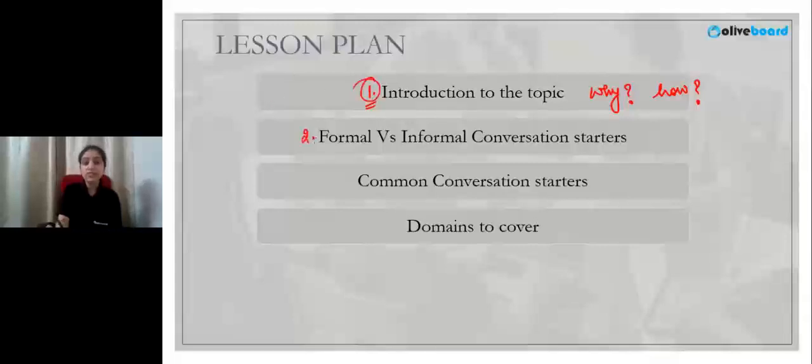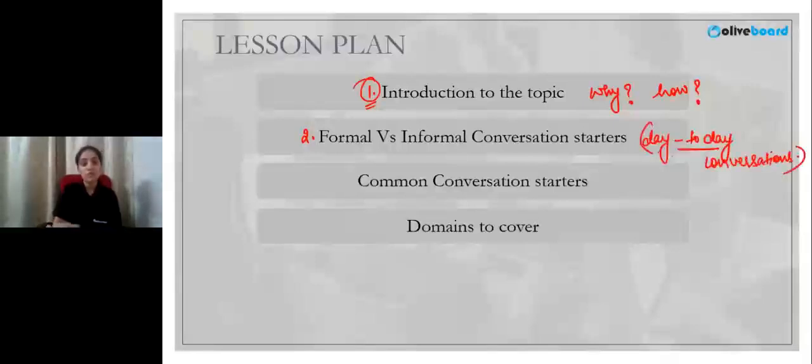Moving on, the second point says formal versus informal conversation starters. So here I am going to give you examples of different situations, be it formal situations, be it informal situations, and I'm going to give you phrases, actual sentences and phrases that you can use in your day-to-day conversation. So here we are going to learn the phrases and the sentences that we can pick up and use in our day-to-day conversations, both in formal settings and in informal settings.